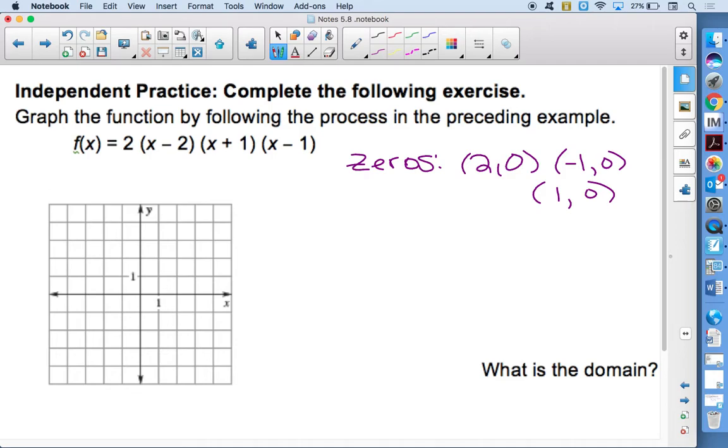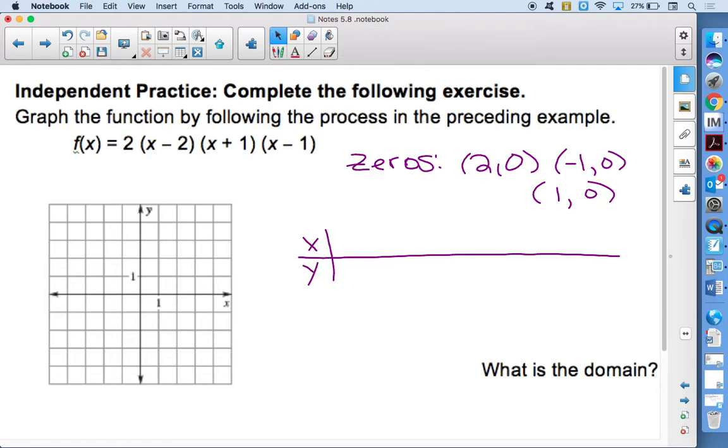And then we're going to take these and make a little t-chart or a little chart. And if you want your chart to go vertical, that's fine. But you can make the horizontal chart as well. So the numbers we pick need to be less than and greater than my 2 zeros, and then in between them. So my 0 at -1 is the smallest, so I need to make sure that we go less than it.